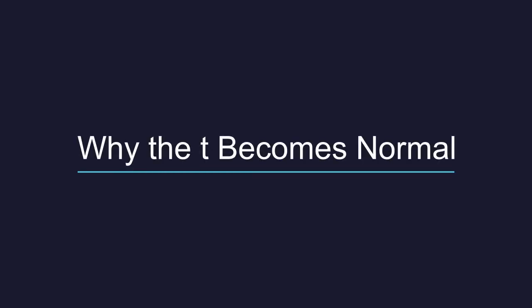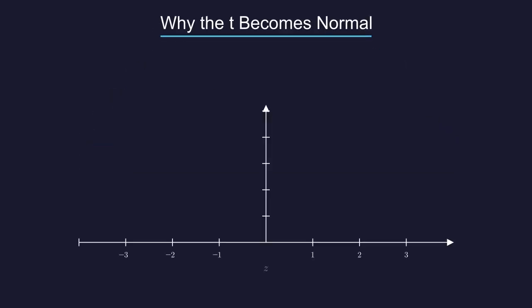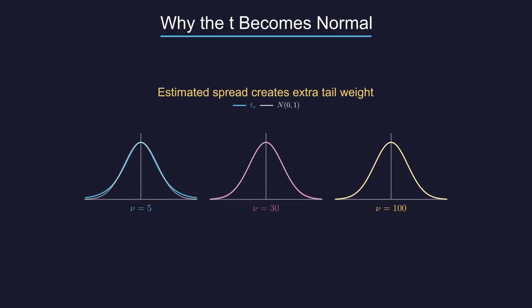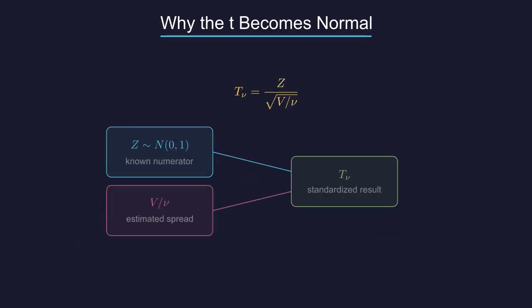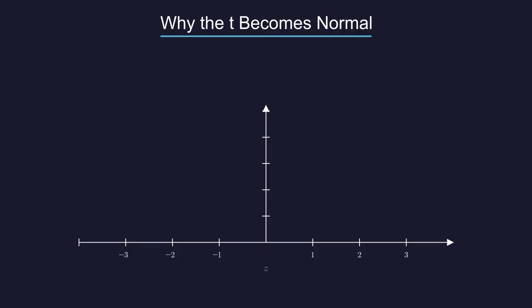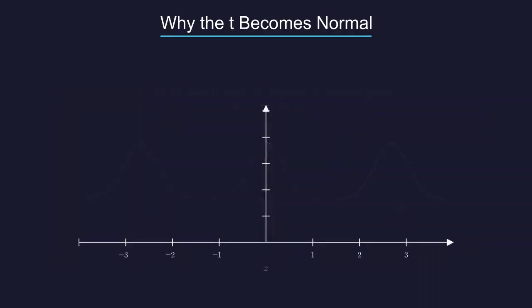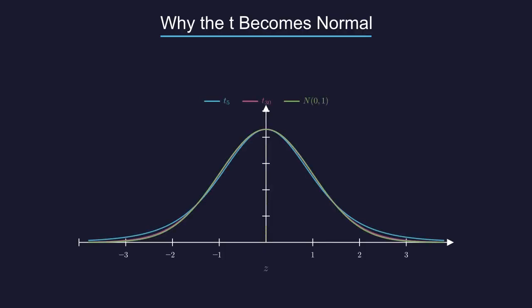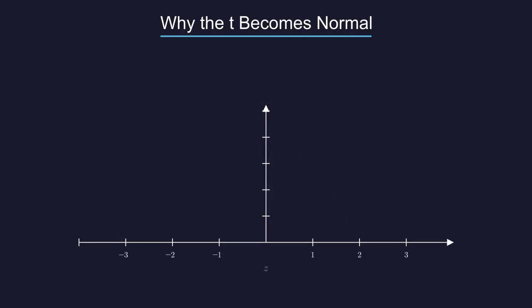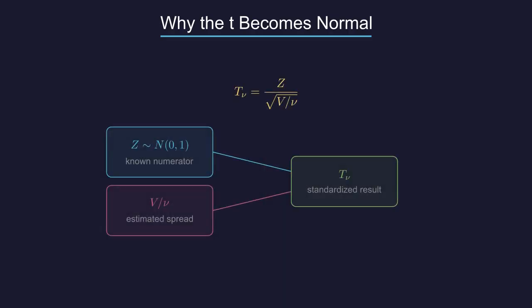Why the t becomes normal. Why does estimating spread make the t-curve heavier in the tails? Student t-normal convergence shows how the standardized t reference loses its extra tail weight as degrees of freedom increase. A t distribution is symmetric and centered at 0 like the standard normal. But finite degrees of freedom account for uncertainty from estimating a standard deviation.